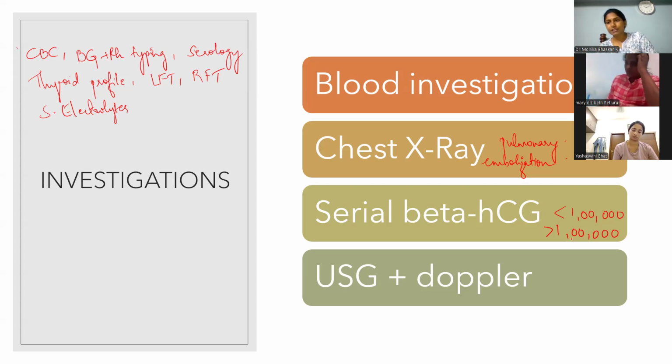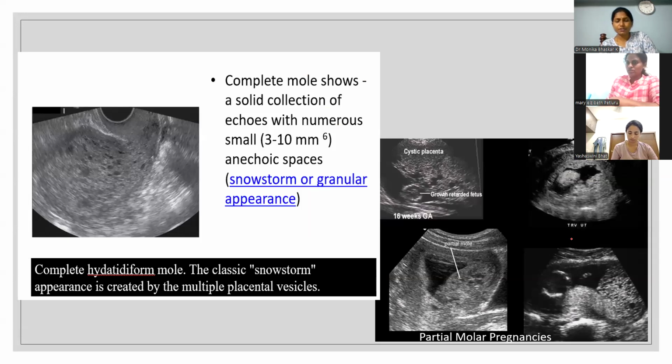And also, to differentiate between a complete molar pregnancy or a partial molar pregnancy, we have to do the ultrasound with Doppler. So this is a picture which shows the ultrasound picture of a complete mole. We can see solid internal echoes with numerous small anechoic spaces. It is called a classical snowstorm or a granular appearance. This is because of the multiple placental trophoblastic vesicles.